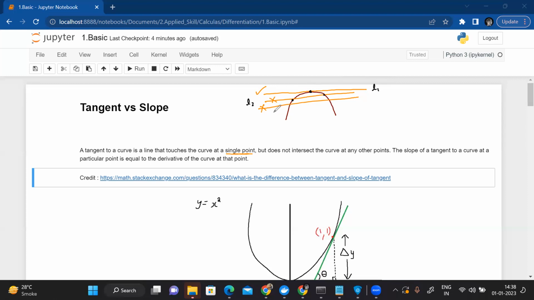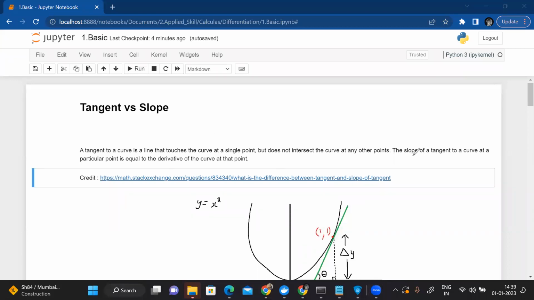Now you'll ask why we need this concept. When you start learning differentiation, then you will appreciate why we really need the tangent and slope concept. For now, just try to understand what a tangent is and how it is very related to the slope. Hope you got the point. What is a tangent basically?